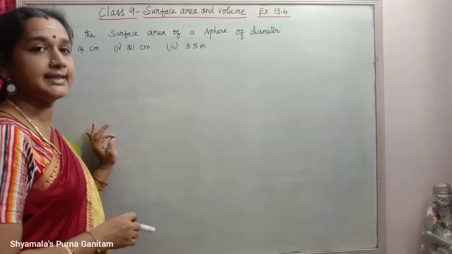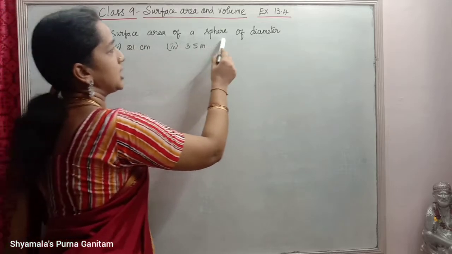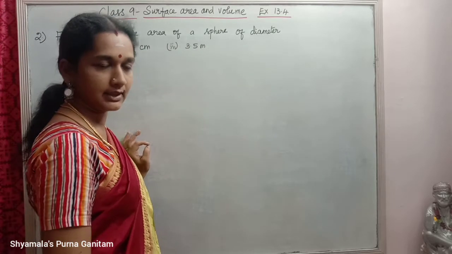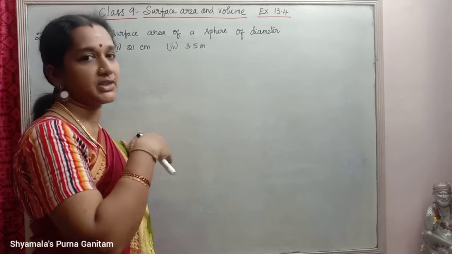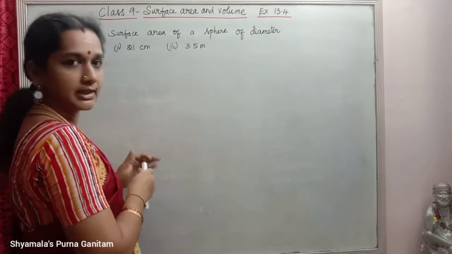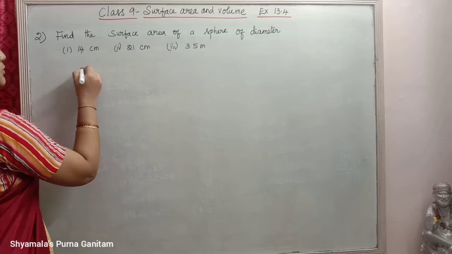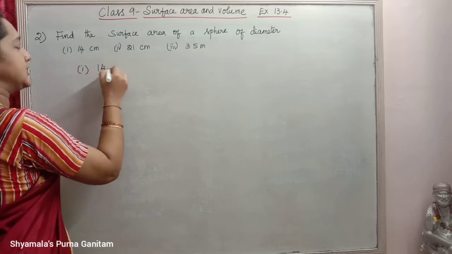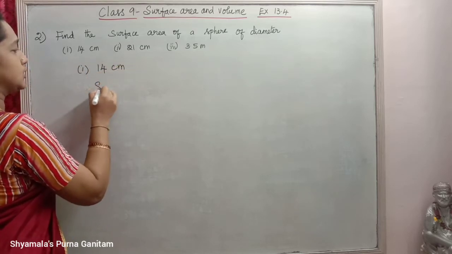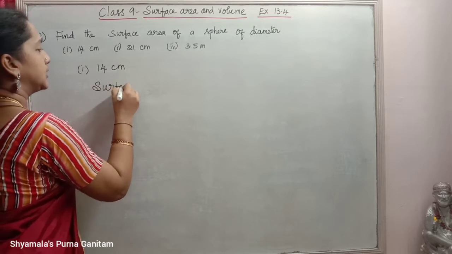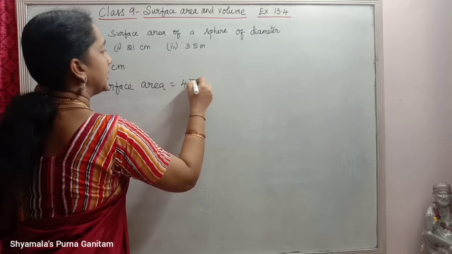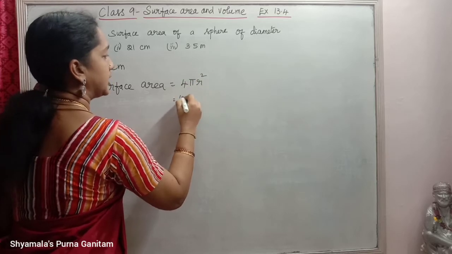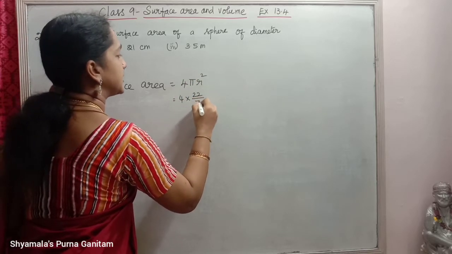Okay. In the second question, find the surface area of sphere of diameter. In the previous sum, radius was given, so directly we have substituted. Here diameter is given. So first one is 14 centimeter. So surface area is equal to 4 pi r square. So that is 4 into 22 by 7 into.